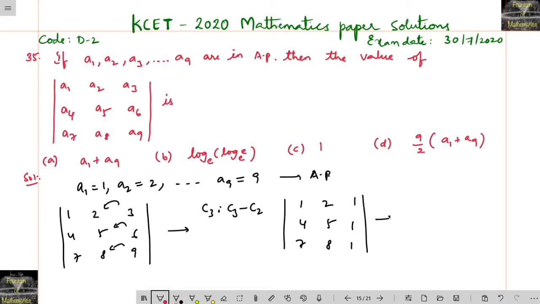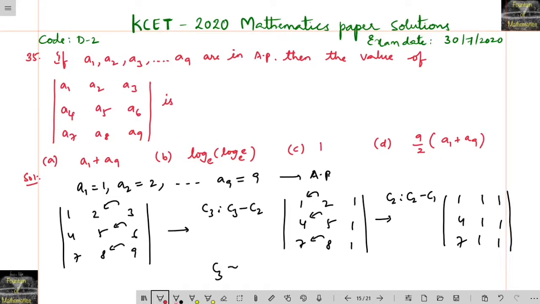And again applying the column operation, column 2 minus column 1, you will be getting the determinant, first column as it is 1, 4, 7, second column we are doing 2 minus 1, 1, 5 minus 4, 1, 8 minus 7, 1, and third column 1, 1, 1. And we can observe that column 3 and column 2 are identical, and hence we can say its determinant is 0. So the answer is 0. And where you are getting option 0?